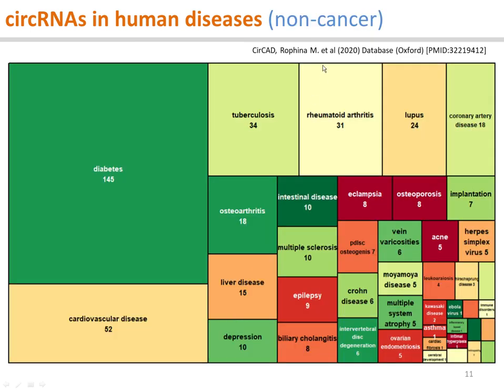Beyond cancers, many circular RNAs are associated with diabetes, cardiovascular diseases, and immune or infectious diseases.